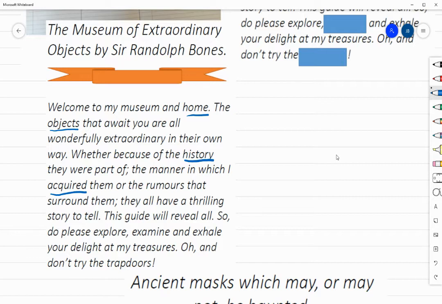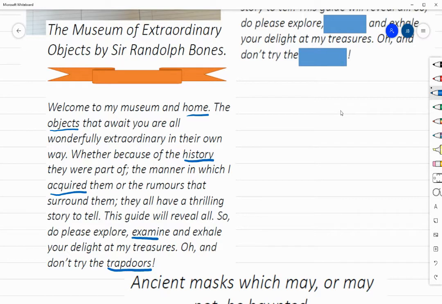Or the rumours that surround them. They all have a thrilling story to tell. This guide will reveal all. So do please explore, examine, and exhale your delight at my treasures. And don't try the trapdoors. Trapdoors was one of them. You might have had something different that may have made sense.